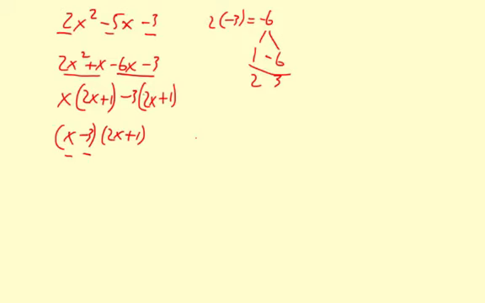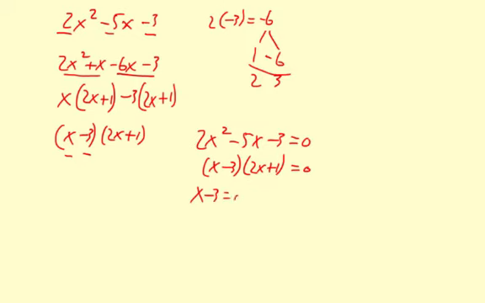So how is this useful? Well, let's say this was an equation, like that, and then we factored it. So then what you can do is apply the zero product property to find the solutions. Say x minus 3 equals 0 and 2x plus 1 equals 0. Those are the two solutions.